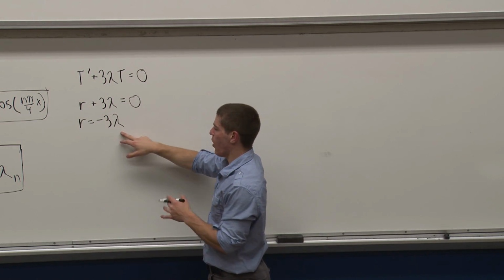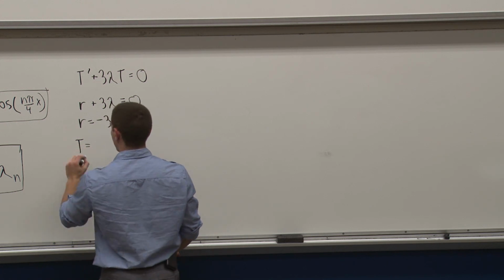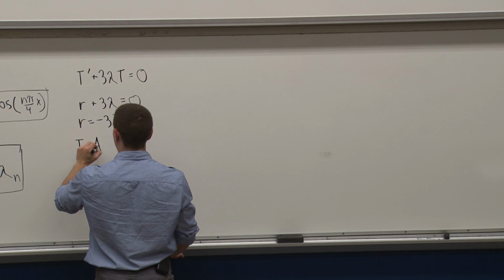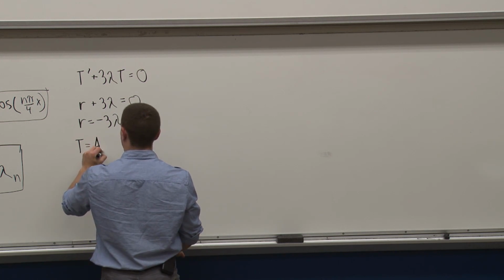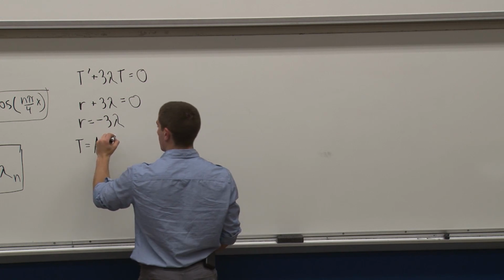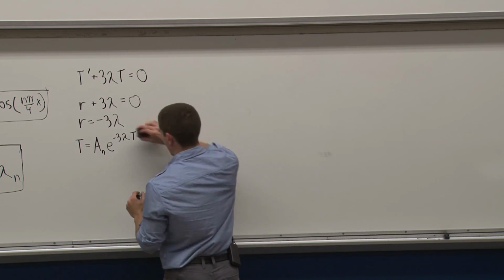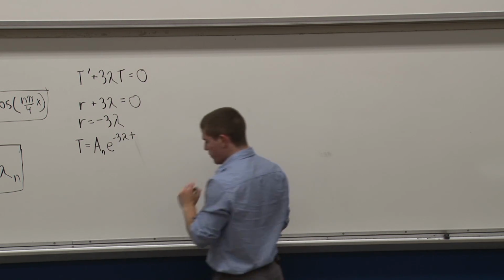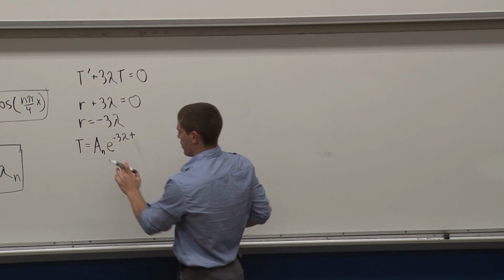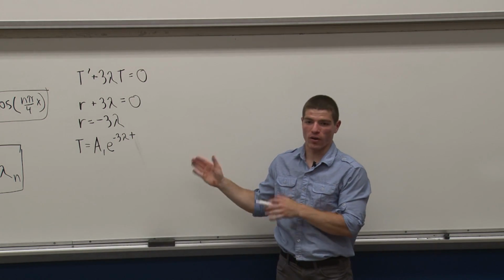All right, so you have this r. So the homogeneous t equation is going to be equal to a constant, a different constant. I'll write A1 for now, or an, because we're dealing with many terms. So an e to the negative 3 lambda t. And we only have one term because this is a first order equation.